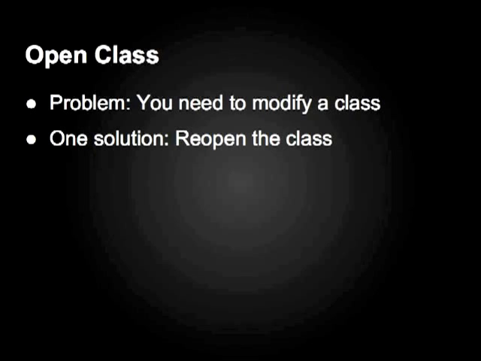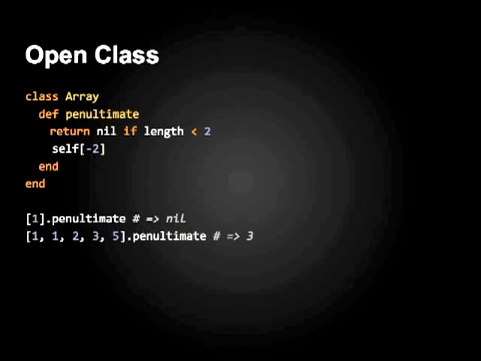One solution is just to reopen the class. In some languages, you can't do this. However, in Ruby, we're not really redeclaring the class. We're just reopening it. Whenever you see class followed by a name, this is all executable code in Ruby. And it just so happens, in the midst of this executable code, we're defining a new method.